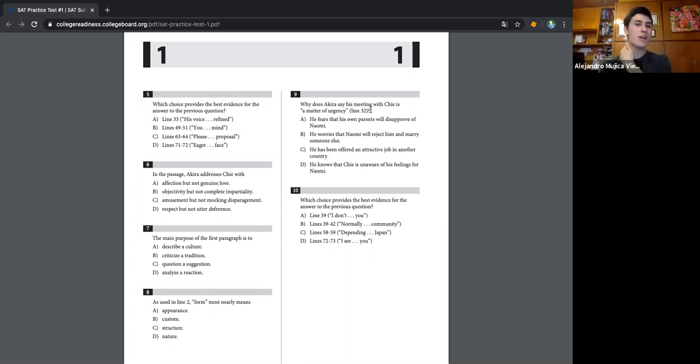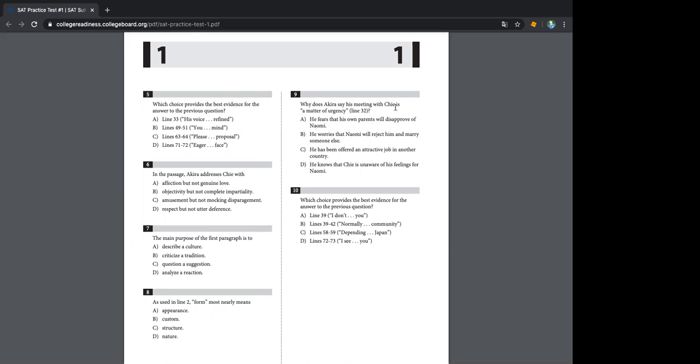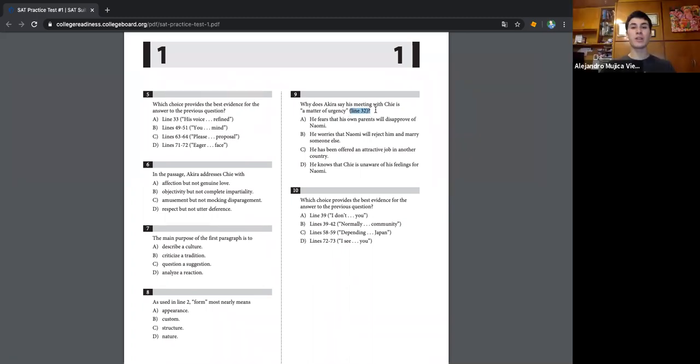Okay. Why does Akira say his meeting with Chie is a matter of urgency? So here they talk about line 32. We know that this question is not my thinking, it's interpreting the text. That's how we can tell between a question where it's asking us to come up with our own answer, or it's asking us to look at the text and see what they're saying about it. So even though we have our own opinion about why he says this, we need to look at the text to be able to really arrive at the answer. Does that make sense?